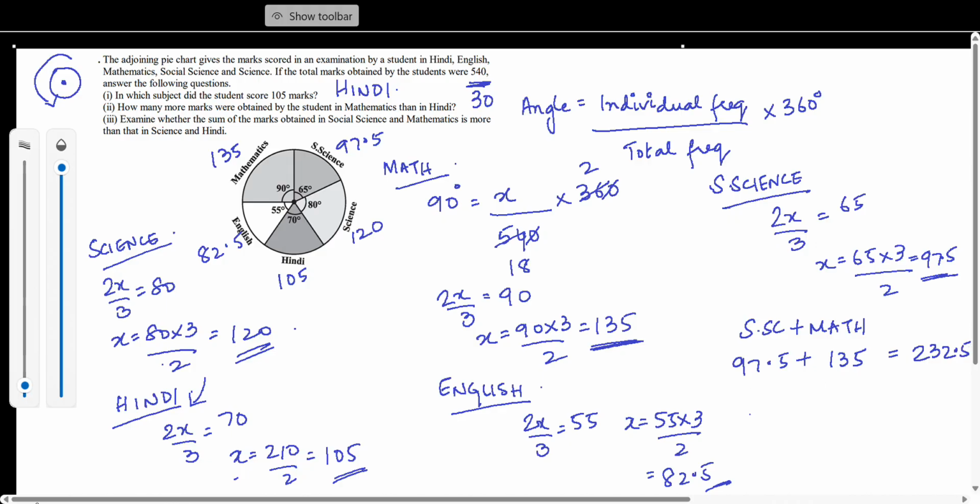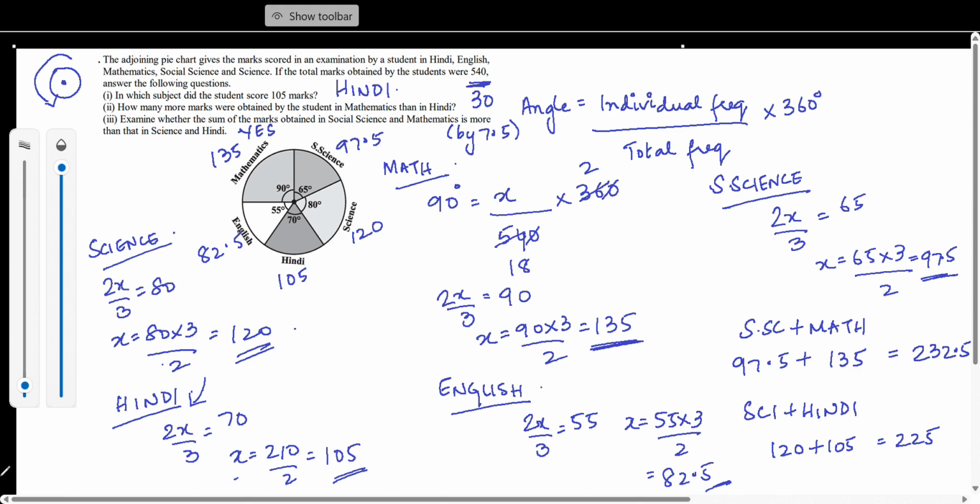And science plus Hindi, this gives us 120 plus 105, which is 225. So clearly social and math is greater than this. So you will say yes. By how much is not asked, but if they ask, it is by 7.5. Because anyway, for us to determine if it's a yes or a no, we have to do the calculations. We have all the data ready. So this is how you do a pie chart.